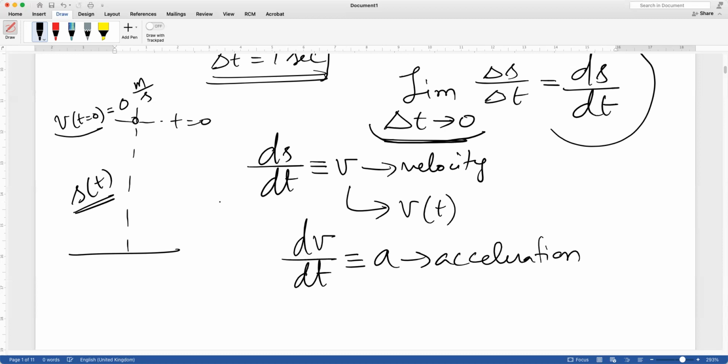Then the next question comes. Okay, why is it getting accelerated? Do you get that? Because something is acting on that object. That is why it is getting accelerated to go to the ground. Do you get that? Yes.